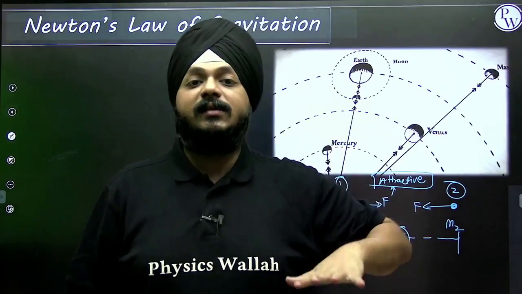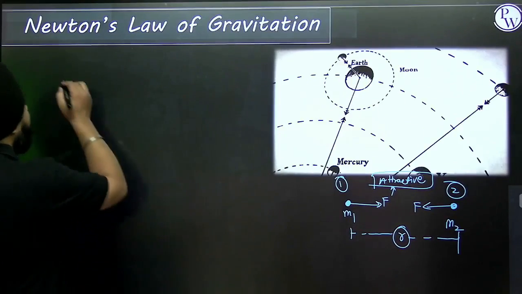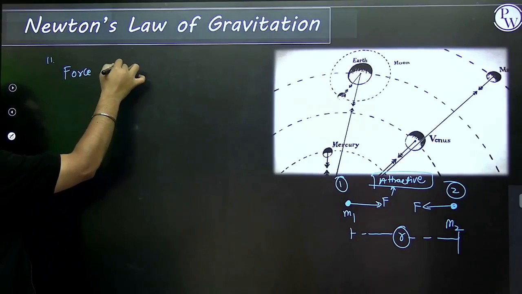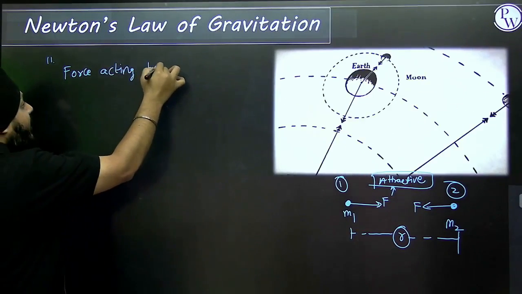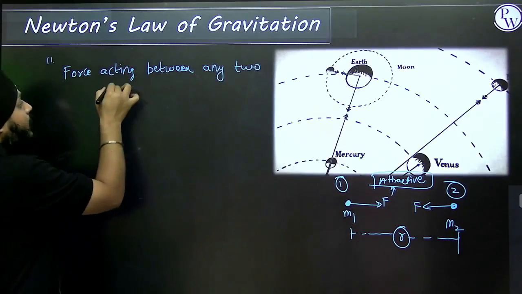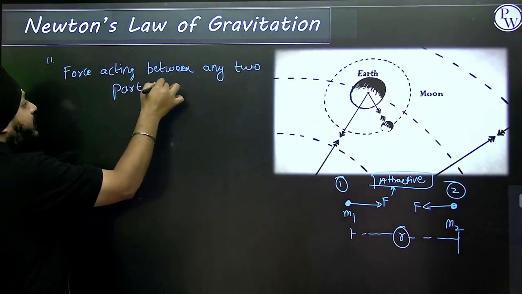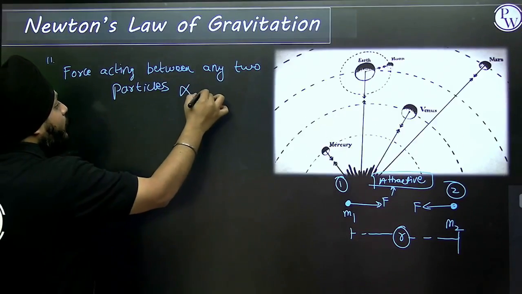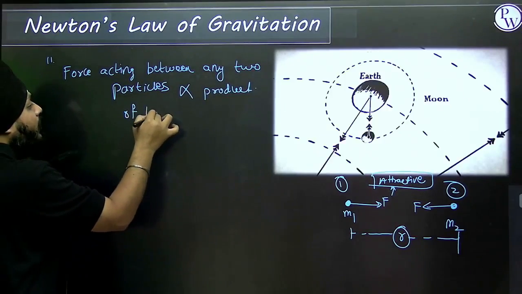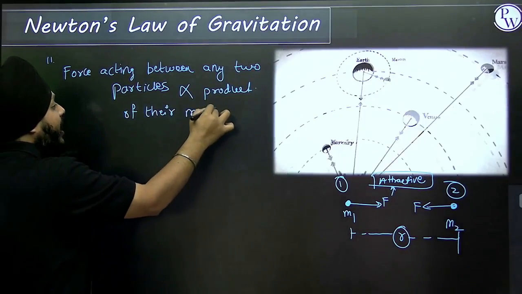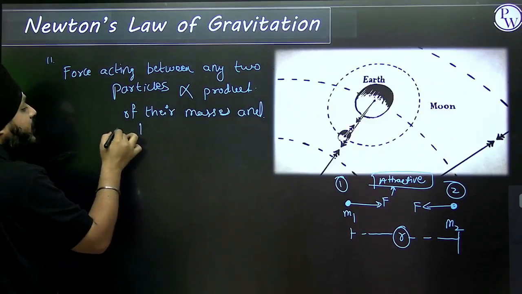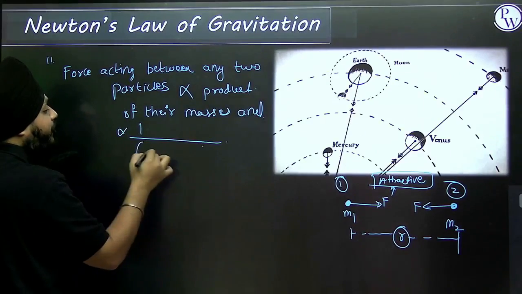In another sense, Newton's law of gravitation states that the force acting between any two particles in the universe is directly proportional to the product of their masses, and inversely proportional to the square of the distance between them.